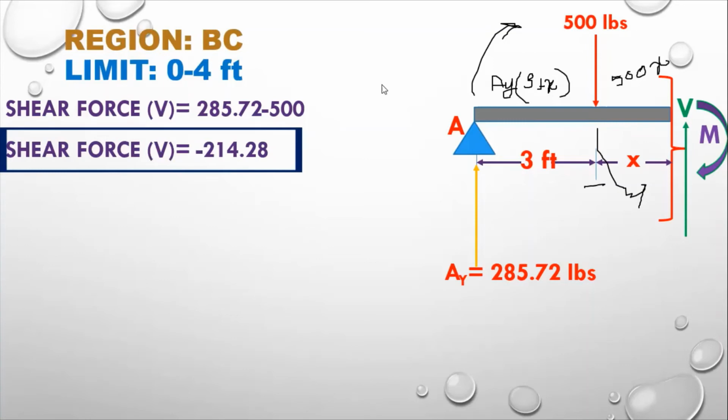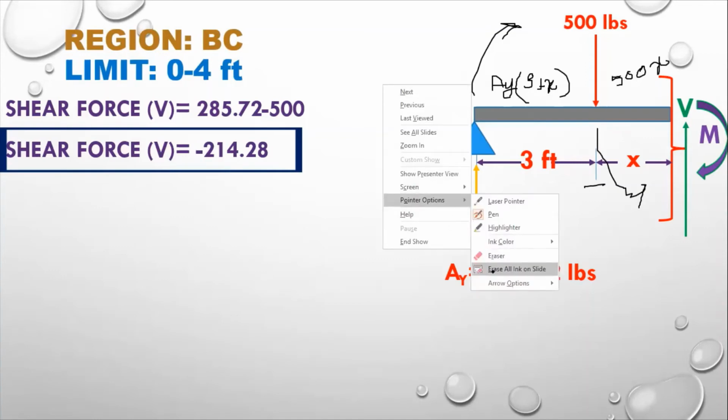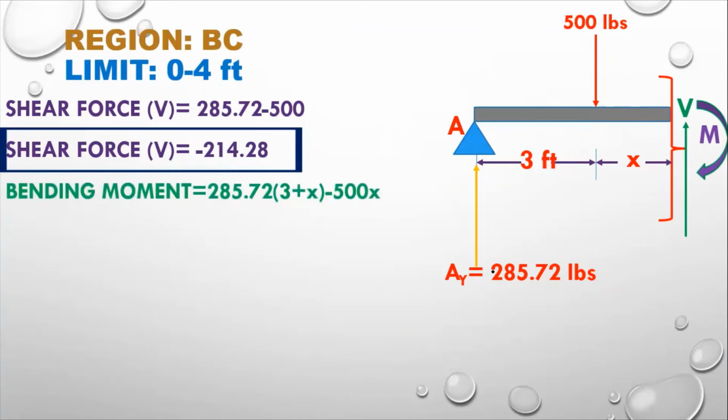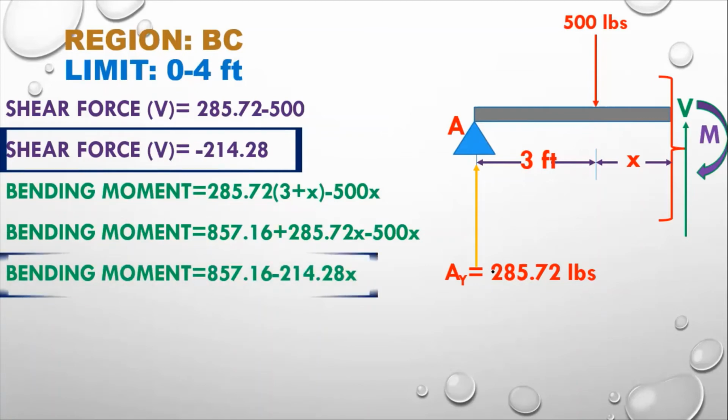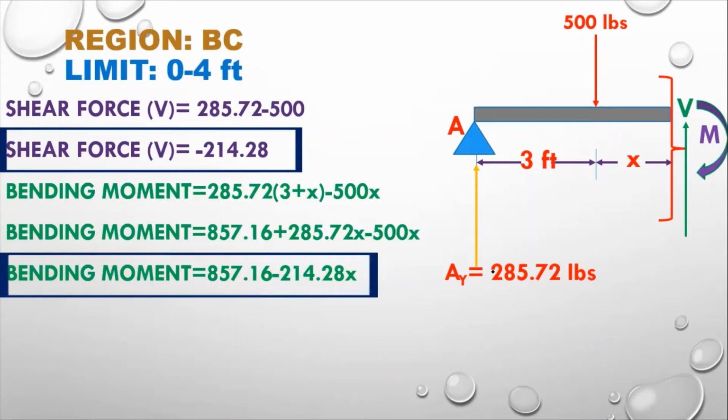Let me rub this out, and hopefully you will understand what I made here. So I make the equation: 285.72 multiplied by (3 plus x) minus 500x. Then I simplify: 285.72 multiplied by 3 plus 285.72x minus 500x. When I simplify it, I get 857.16 minus 214.28x. So this is how to make the bending moment equation.